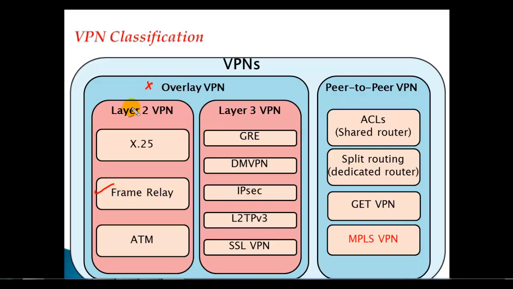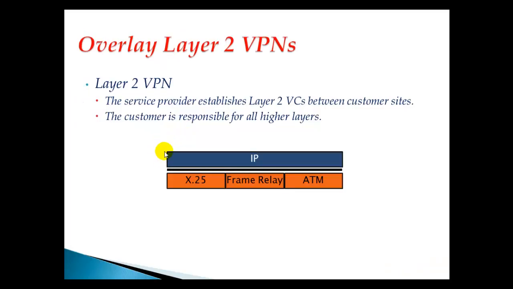So we are not getting into this overlay model anyway. Our main focus will be on MPLS VPNs, but we are just trying to understand the different kinds of VPN implementations here. Now let's see how these P2P models are going to work in our scenario. In the P2P model, before we actually used MPLS, there were some other kinds of implementations. We have something called ACL, shared router, and split routing concepts. There are some disadvantages with these kinds of implementations. Let us see how exactly P2P VPNs work in our scenarios when we use MPLS.